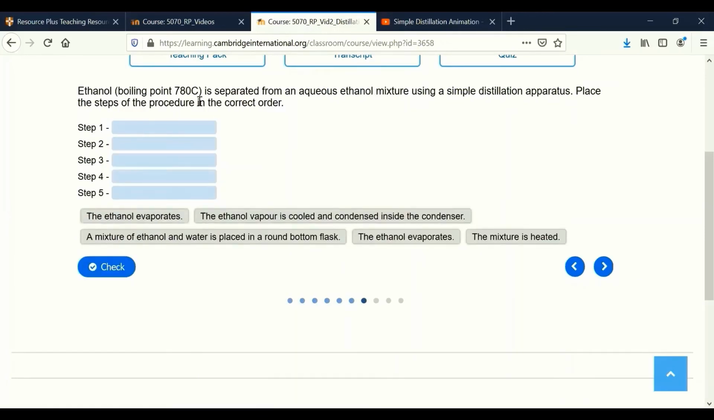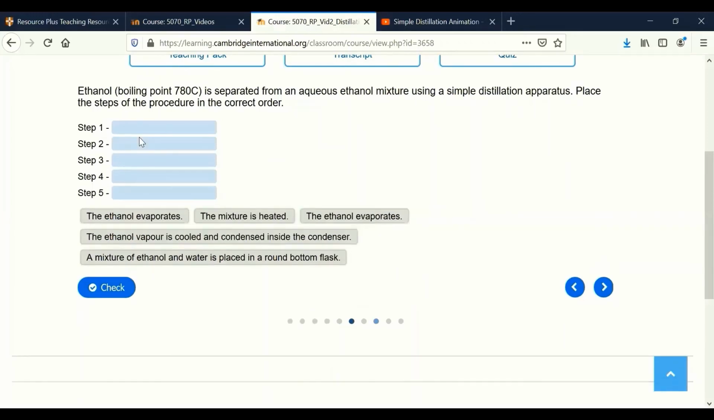Ethanol, boiling point 78 degrees centigrade, is separated from an aqueous ethanol mixture using a simple distillation apparatus. Place the steps of the procedure in the correct order. You can pause the video and select the steps you want to place in the correct order. So let's see what the correct sequence will be.